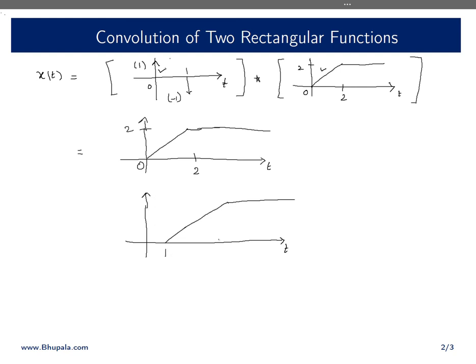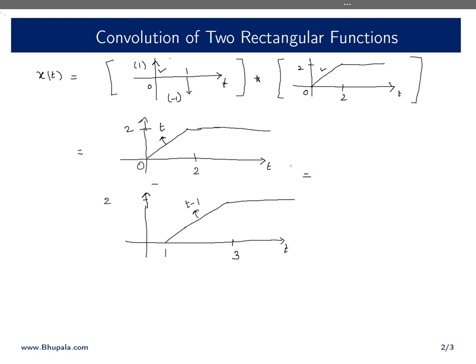So this is 1, and because it is shifted by 1 unit, this would be 3. The amplitude would be 2, and the equation of this straight line would be t, and the equation of this straight line would be t minus 1. Now we have to subtract the second signal from the first signal. So how does the plot look?